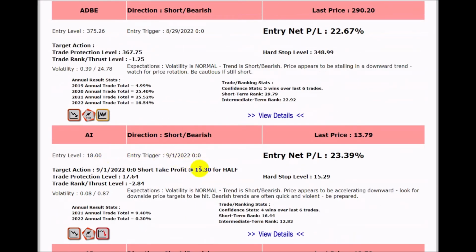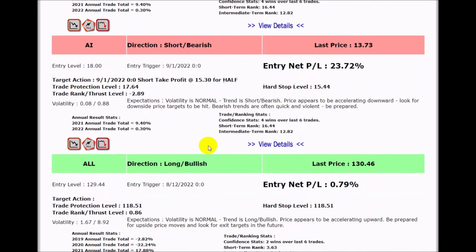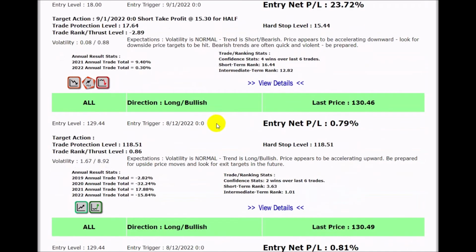AI, we've already got a take profit level, 1530. Our stop is at 1529, just below our take profit level. We've already got 23% in the trade. I'm trying to show you guys here how I look at these and how I look for these triggers.